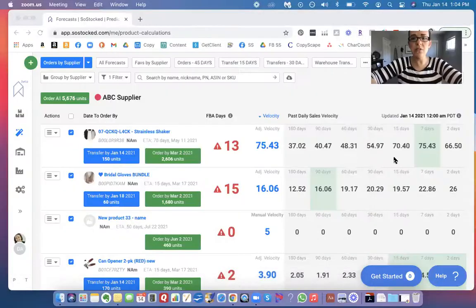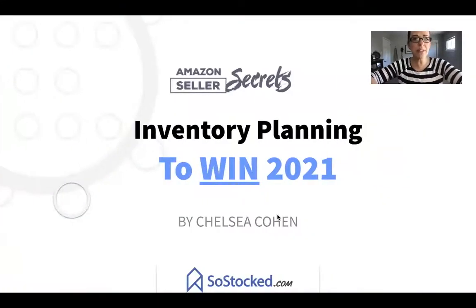I'm going to be going back and forth. We're going to go from the inventory planning slides, and also be jumping into the Restock tool. So let me know if you can see my screen now. You should see the slides, the inventory planning to win 2021. So that is what we're talking about.